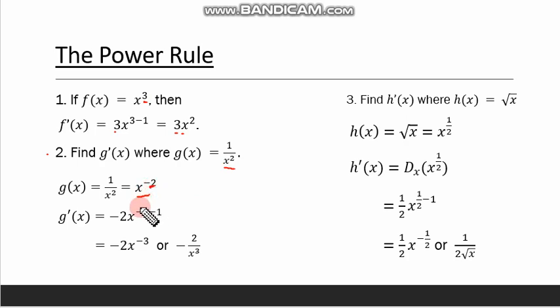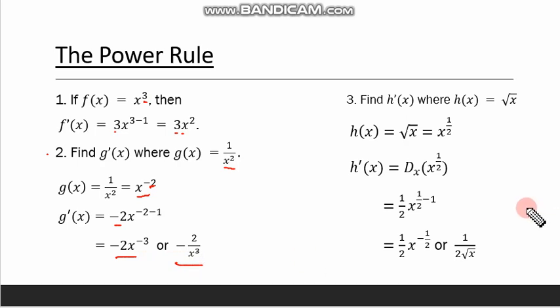Now the negative 2 will become the coefficient, and then negative 2 minus 1, that's negative 3. So the answer is negative 2x raised to negative 3. That's equivalent to negative 2 over x cubed.